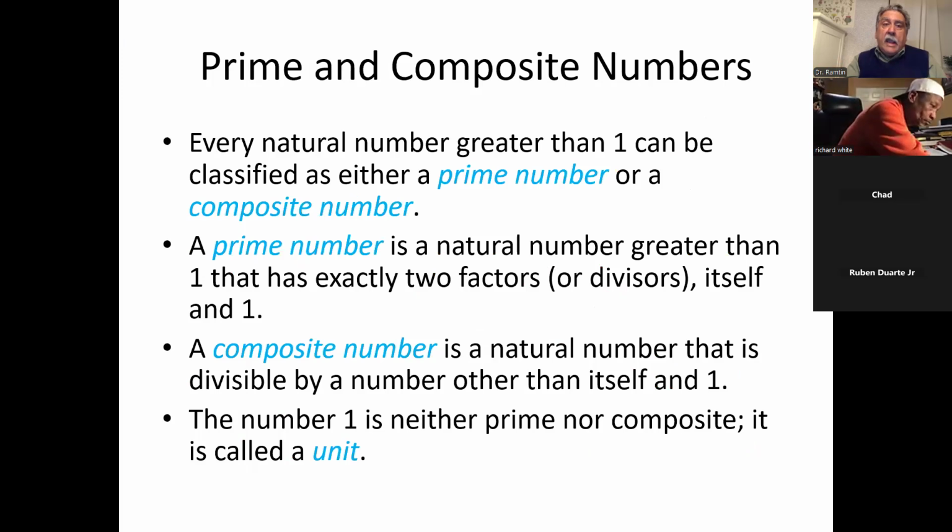Okay. Every natural number greater than 1 can be classified either as a prime number or composite number. So we have prime numbers and composite numbers. A prime number is a natural number greater than one that has exactly two factors or two divisors, either itself or one. A composite number is a natural number that is divisible by a number other than itself and one. And number one is just considered a unit. It's neither prime nor composite.